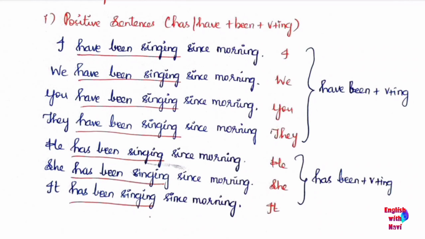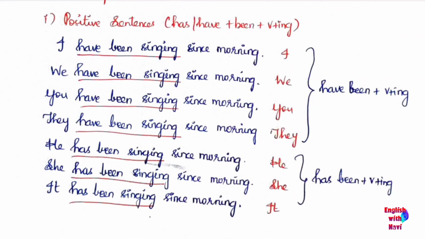So what happens in the positive forms basically? Now, the most important point that you should keep in mind is that for subjects like I, we, you, they, we must choose have been plus V plus ing. On the other hand, for he, she, it, just select has been plus V plus ing. That's the most important rule that you should keep in mind whenever you tend to form positive sentences in present perfect continuous tense.